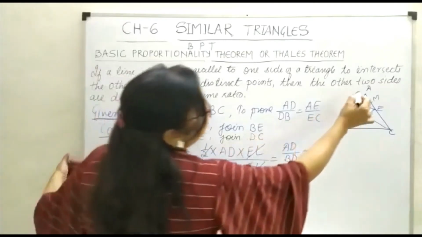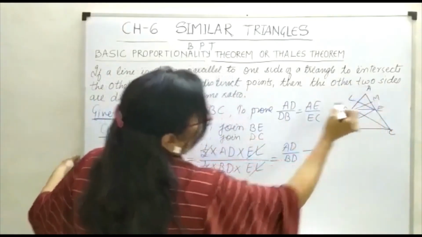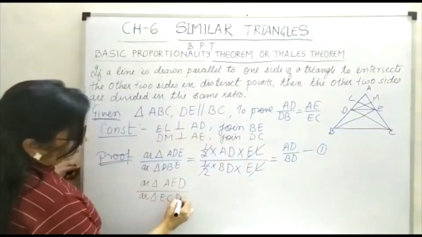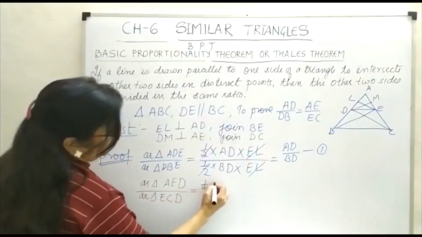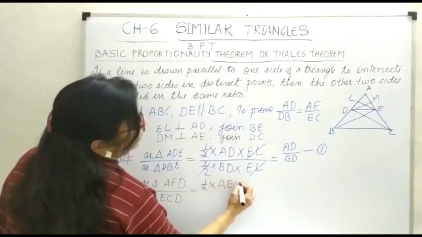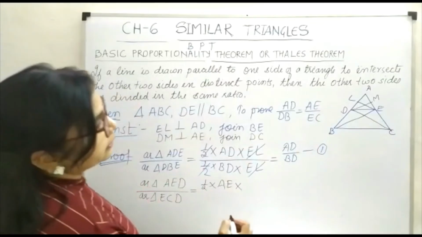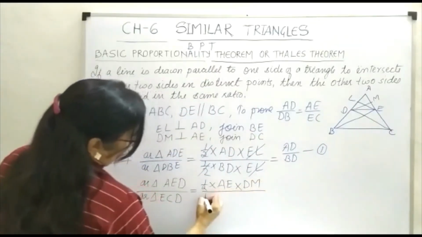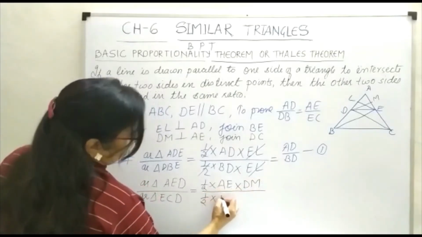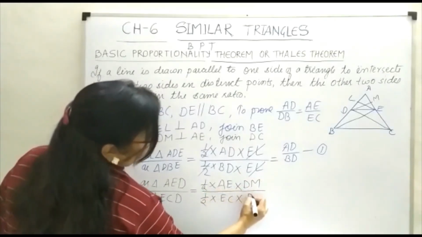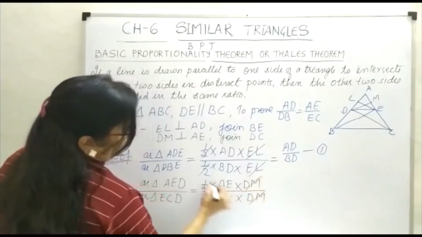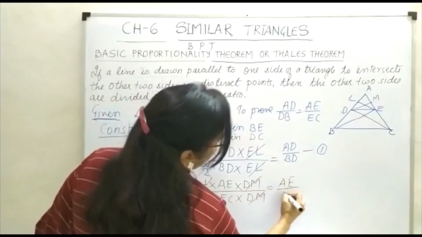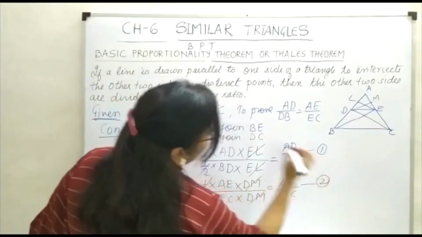Just see what point joins them. AE when you write, then you write here D. Again when EC, D. Once again you can see that this is half, your base will be AE and your height will be DM. Similarly again half, that is EC, and this height will be DM. Now your DM and DM get cancelled. You are here with AE upon EC, and this is equation number 2.